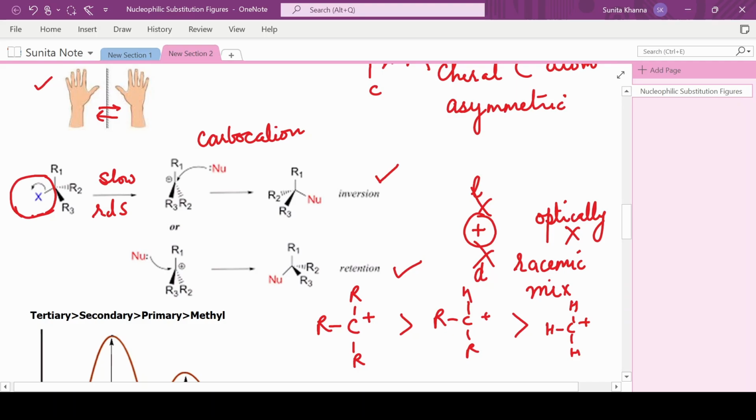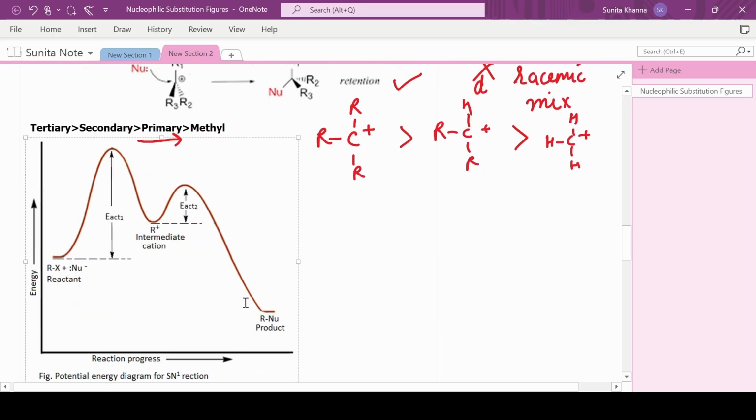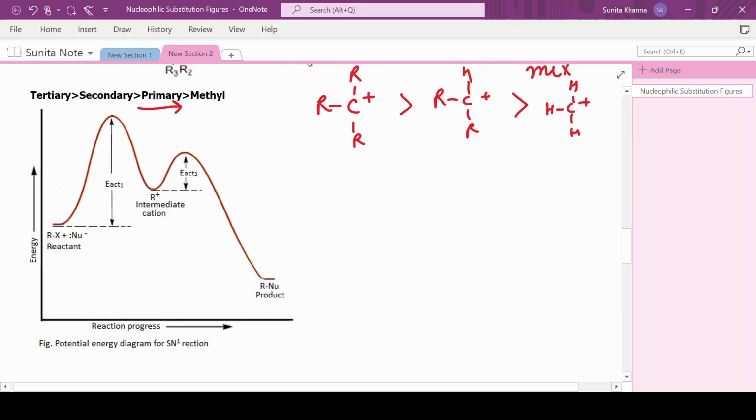This is the decreasing favor of the SN1 mechanism. Now if we move towards its graphical presentation, again this is the energy of the reactant, the alkyl halide and the attacking nucleophile. When they get the threshold amount of energy, after getting the activation energy, the intermediate cation is formed. Again it gets the required amount of activation energy, and finally it results in the product.